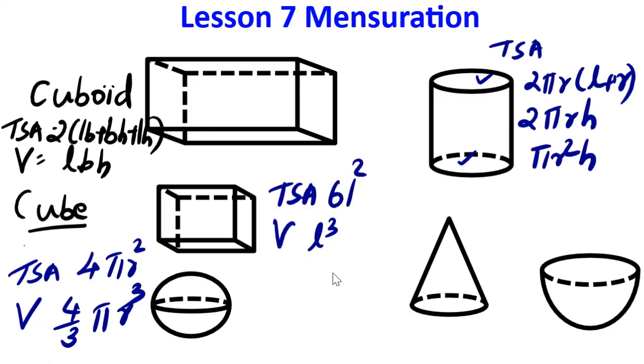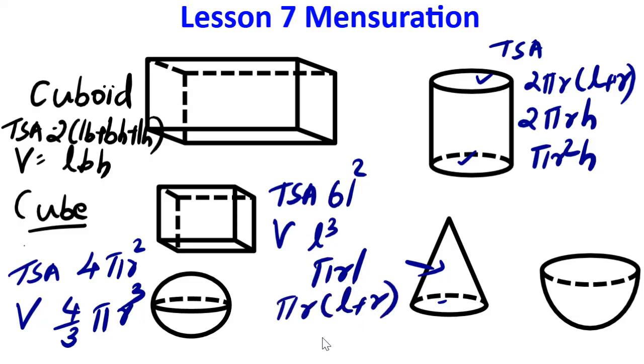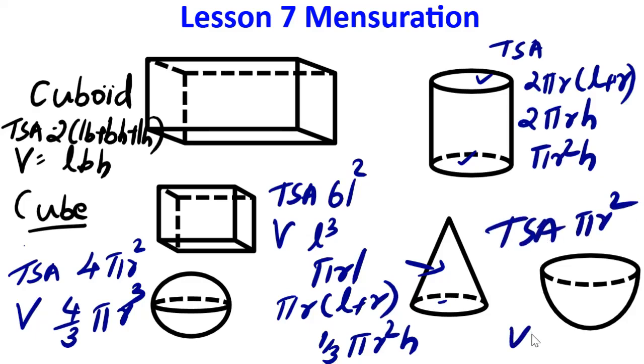As far as cone is concerned, the curved surface area, this lateral surface area is πrl, and if you are considering the bottom also, πr(L + r). And if you are thinking about volume of it, 1/3 πr²h. Your 9th standard video which I had posted before this will be very useful to you in remembering all these things. For the hemisphere, the total surface area is 3πr² and volume is 2/3 πr³.